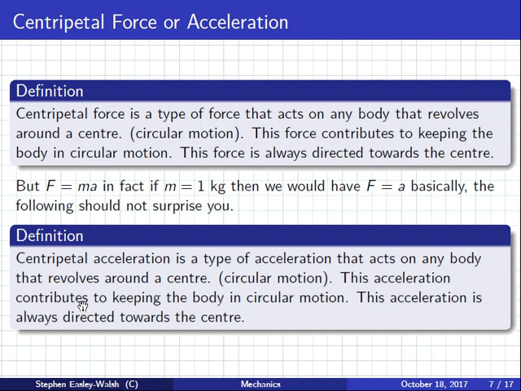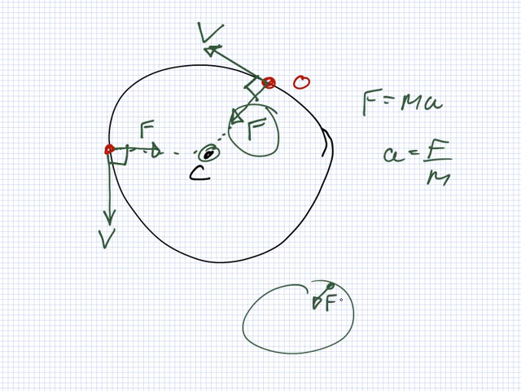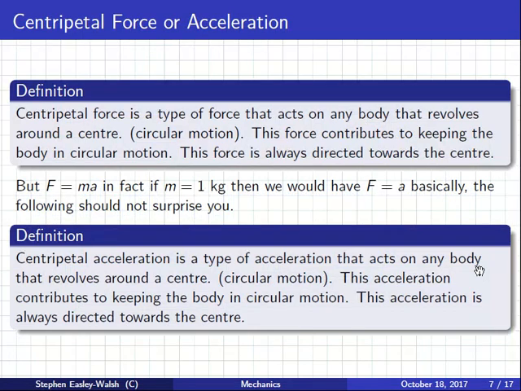So basically, in the picture here, you have F equals ma. So A equals F over m. So if this is F, then maybe, for example, this is A, because we have A equals F over m. So it too must be towards the centre, and it too must be perpendicular to the V. And it is responsible for the circular motion. So this acceleration, we call it the centripetal acceleration as well. You notice how the definition is the same, except I replaced the word force with acceleration.